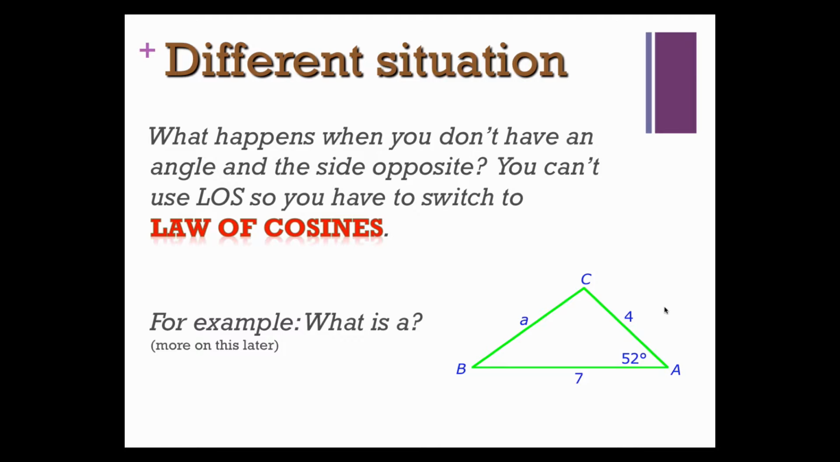Law of cosines is going to be used in a scenario where you can't use law of sines. So notice in that triangle there, I don't know an angle and a side opposite that angle. Basically, law of sines doesn't work. It's not a right triangle. I can't set up law of sines, so I have to figure out some other method, and this is called the law of cosines. This will not be as easy.